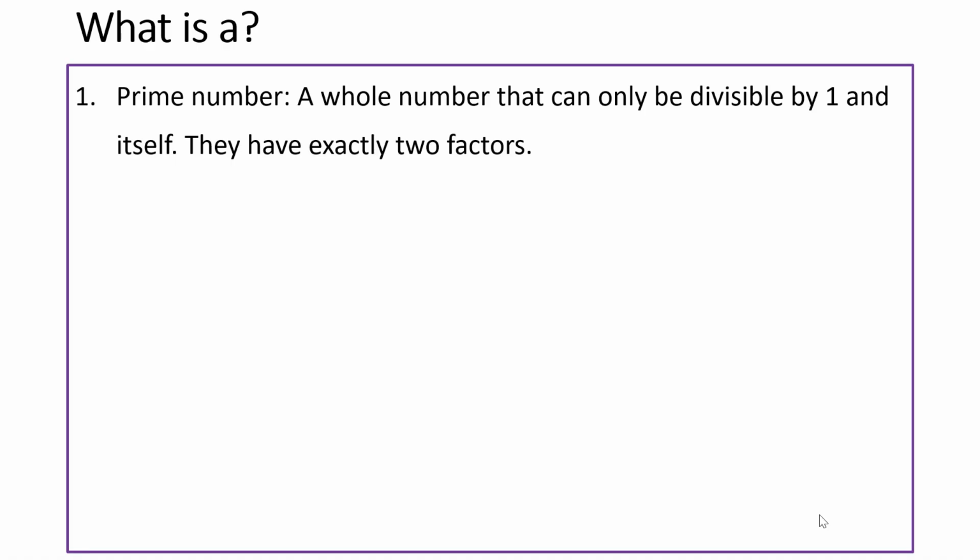What is a prime number? A whole number that can only be divisible by one and itself. They have exactly two factors. And what are those factors? One and itself.